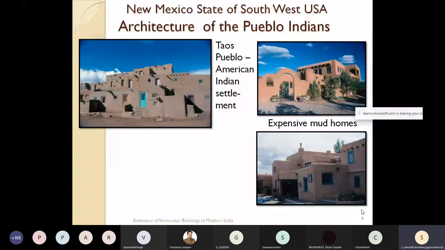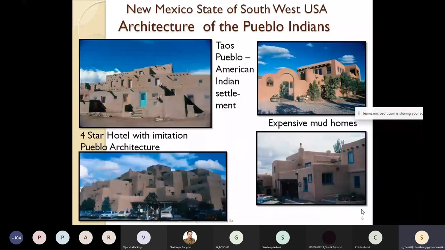And this has become so popular in that region that expensive mud homes are made using that architecture. A lot of them may be mud houses. A lot of them may be make-believe mud houses. And believe it or not, we visited this area back in 1983, almost nearly 40 years ago. And even then, we visited one house which was a $1 million house made of mud.